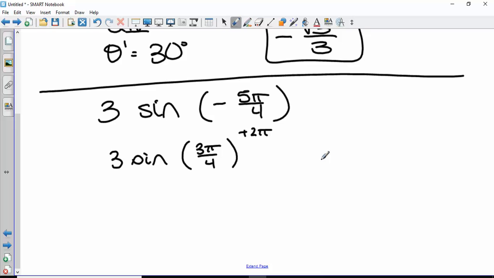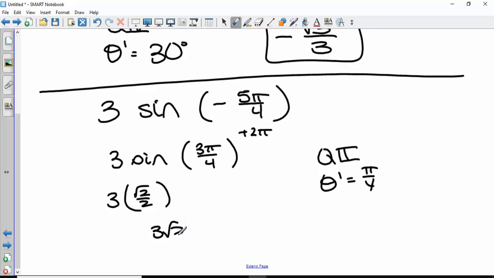What quadrant is that in? 2. Reference angle is pi over 4, so the 3 just trails along. In quadrant 2 is sine positive or negative? Okay? And sine of pi over 4? So we just get 3 radical 2 over 2.